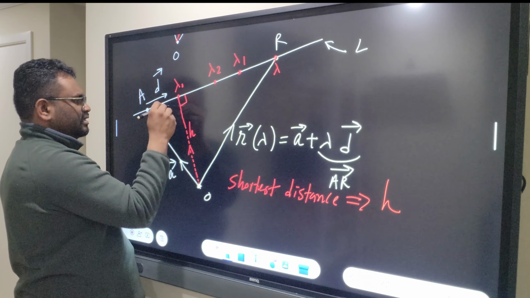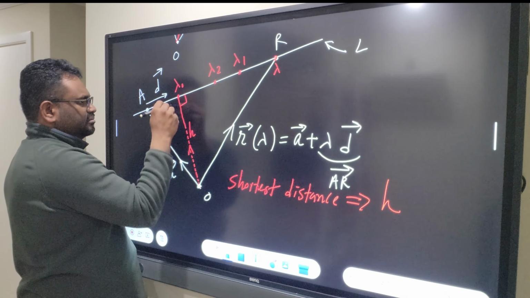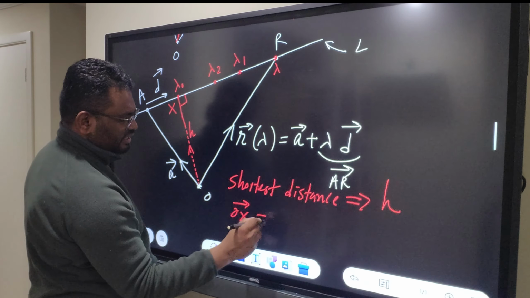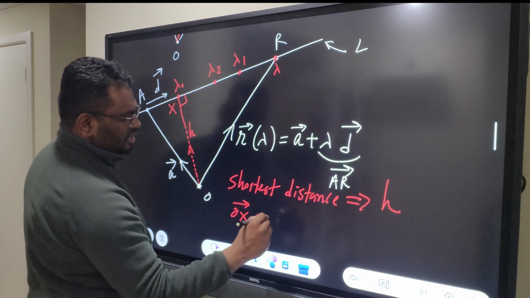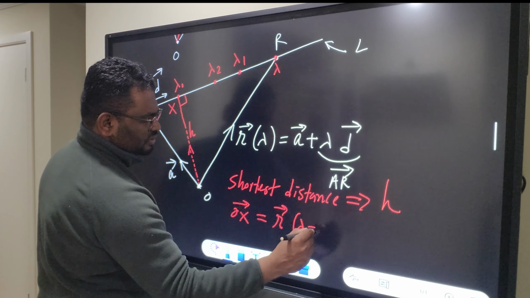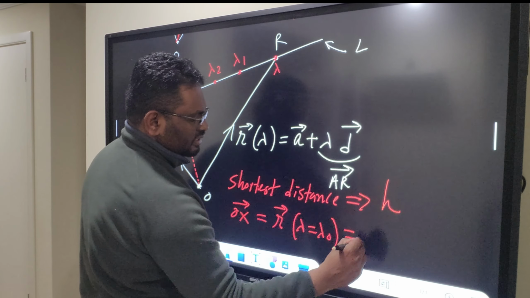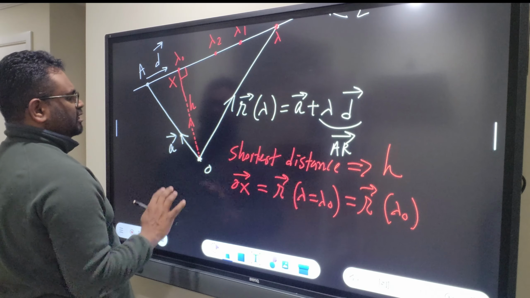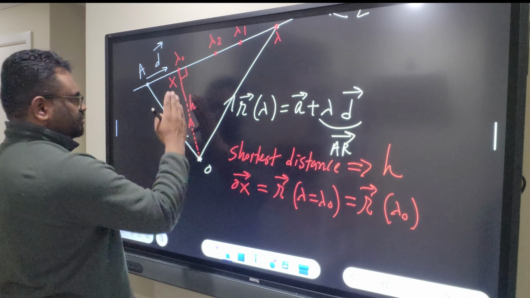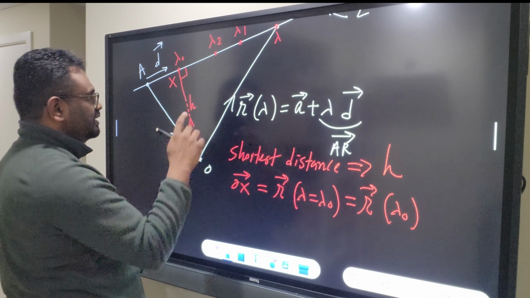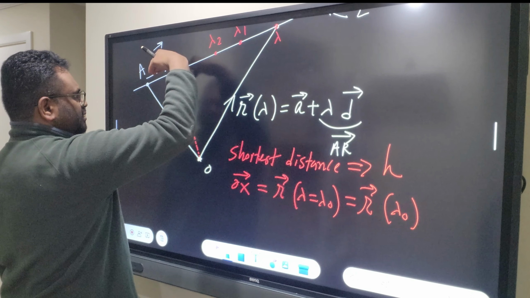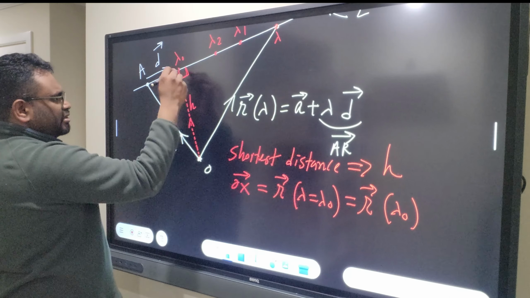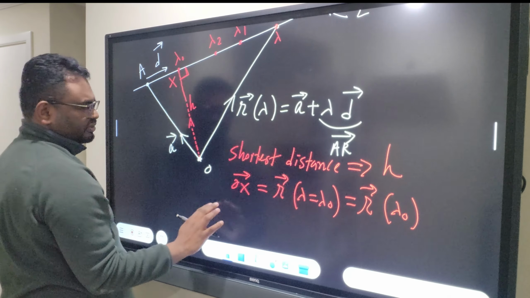Suppose this is maybe x, so OX. That means the OX vector is R of lambda 0. It's pretty easy. Now, R of lambda 0 is this vector. How do we know precisely whether this vector is perpendicular to this vector? If you can find this lambda 0 where these two vectors are perpendicular to each other, then we can find this. So let's do that.